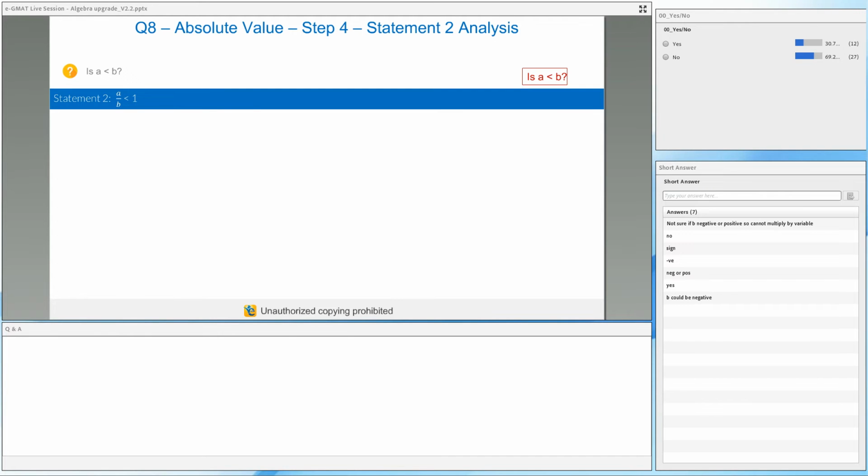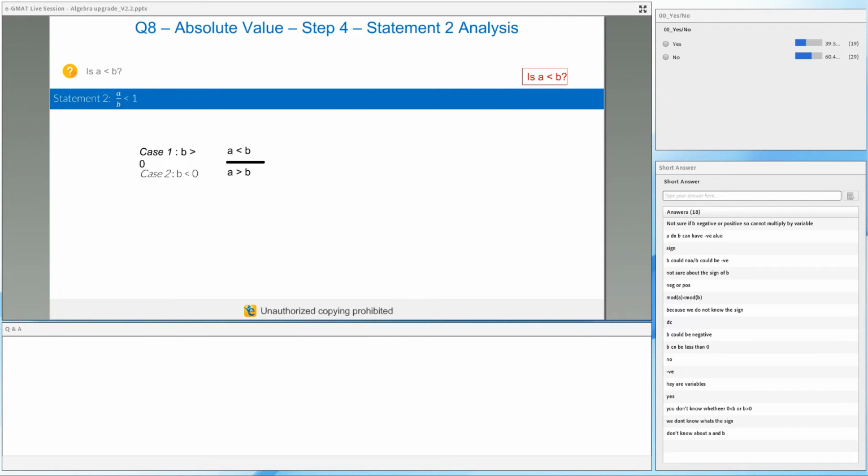That's very good. I can see that you have understood this part, that you do not know the positive or negative nature of A and B. This is very important for you to understand. So if B is greater than 0, there could be two cases, B is greater than 0 or B is less than 0. If B is greater than 0, then in that case you will be able to say that A is less than B.